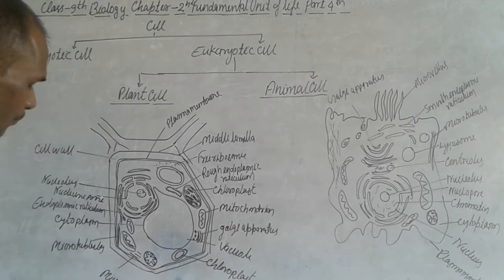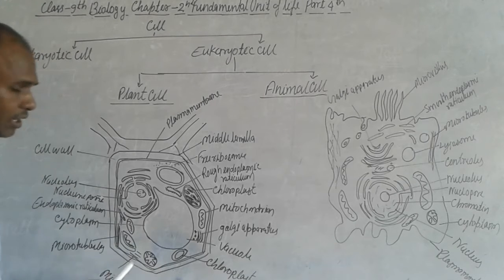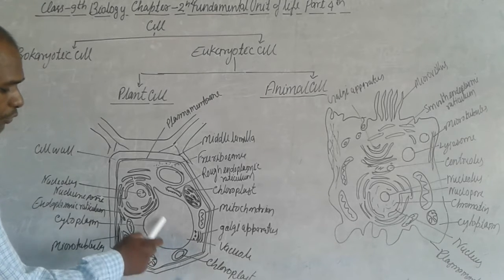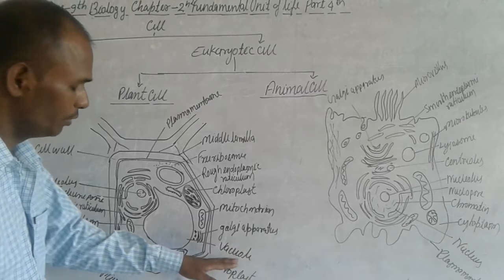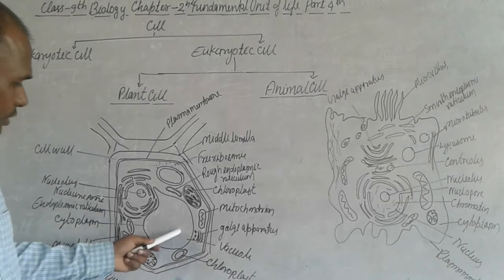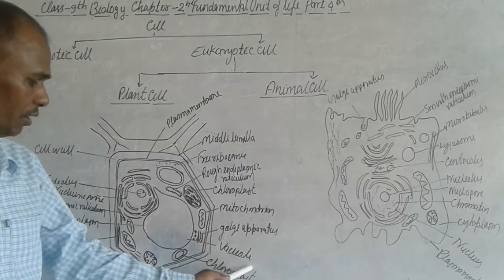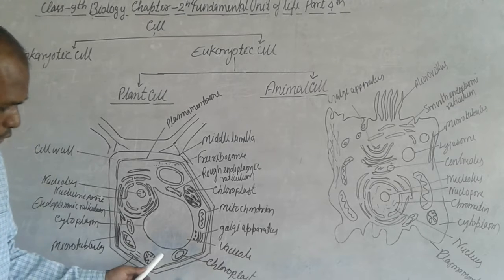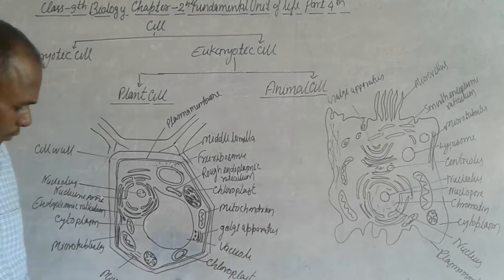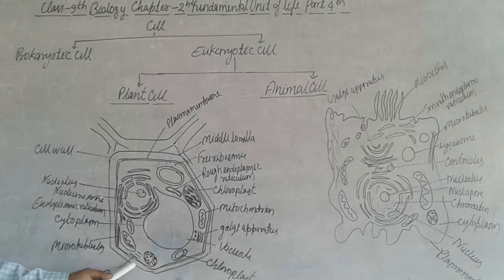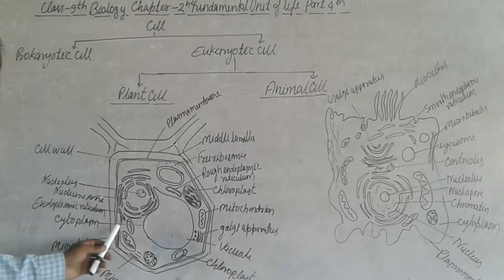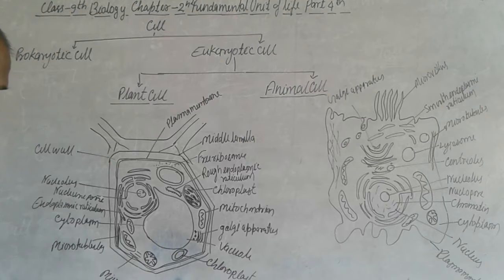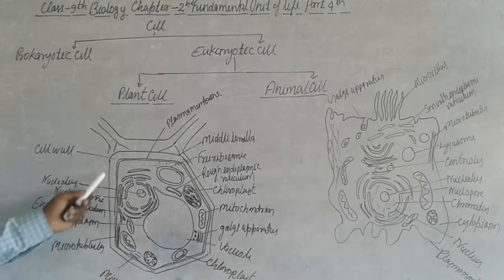This is the vacuole. In a plant cell there is a large vacuole. This space-like structure is the vacuole, and this is the chloroplast. This is also chloroplast. Microfilaments are fiber-like structures. This is the microfilament. Microtubules are rod-like structures showing here inside the cell wall.